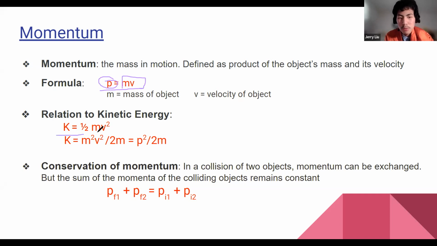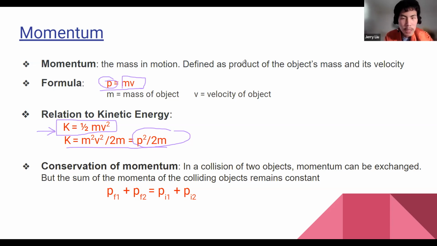If you know from earlier on when we discussed work and energy, the formula for kinetic energy is 1/2 mv squared. So you can do a little bit of algebraic manipulation and find that K is actually P squared over 2m. Although you don't have to know this, this formula does make it a bit quicker to calculate anything when you're trying to relate momentum and energy.